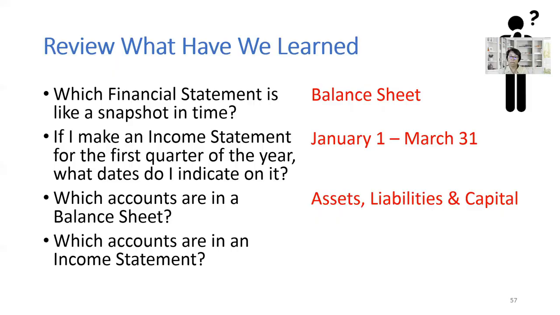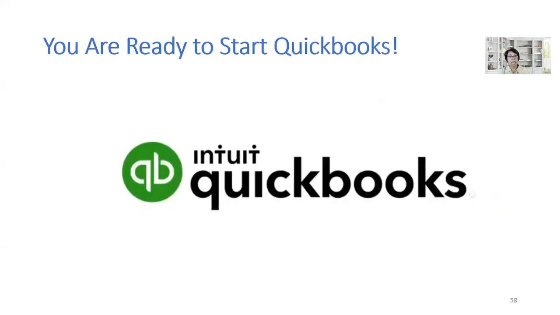Which accounts are in an income statement? It's also called a profit and loss. Well, do you remember? You take the income and then you subtract any money you paid for the expenses and you get your what? Profit or loss. If it's switched, then you have a loss. The accounts are income and expenses. Yay!